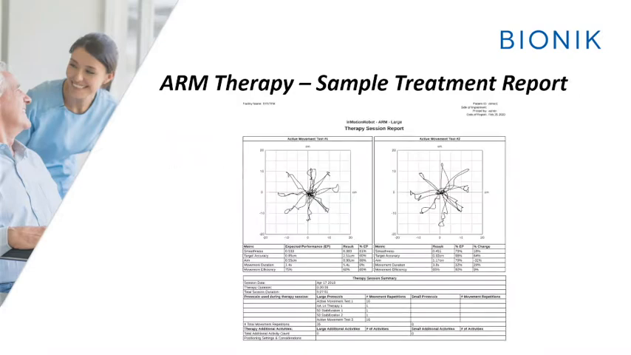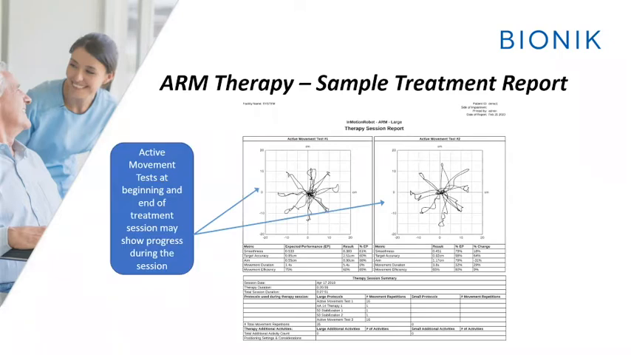With each treatment session, there is also a report generated that will allow the therapist to evaluate performance during the treatment session and analyze performance over the course of treatment in comparing one day's report with another day's report. On this specific report, we can see there are 2 what we call active movement tests. These are done without robot assistance, very similar to the evaluation point-to-point activity. This one is done at the beginning of treatment and one is done at the end of treatment.